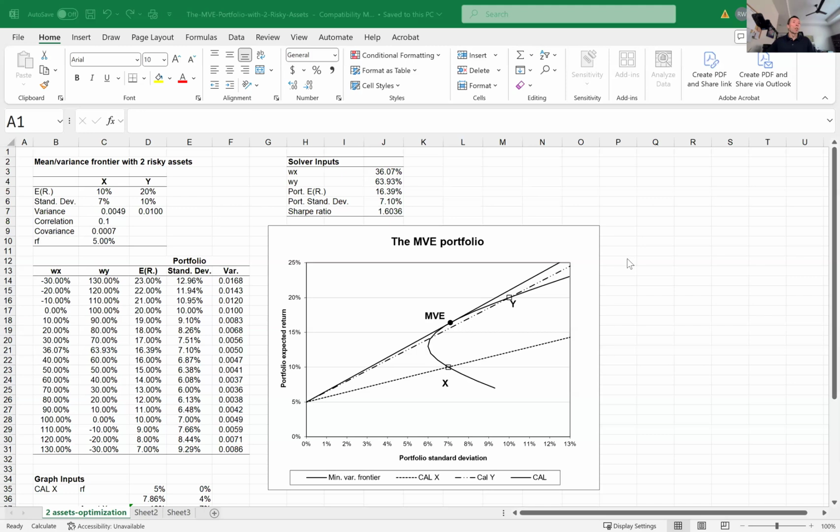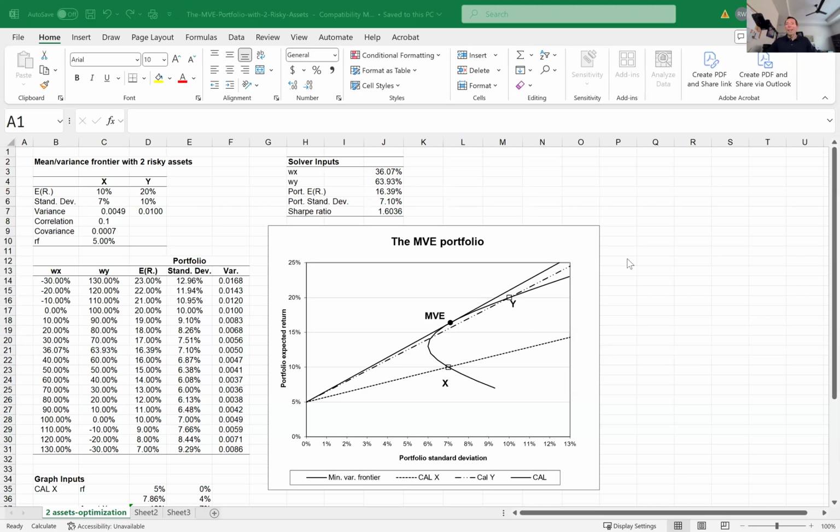Hi, this is Bill Reese, and in this video, we're going to talk about the spreadsheet that is titled the MVE Portfolio with two risky assets. So let me pull that up on screen share so we can go over it and make sure we understand exactly what is being done in this particular spreadsheet.